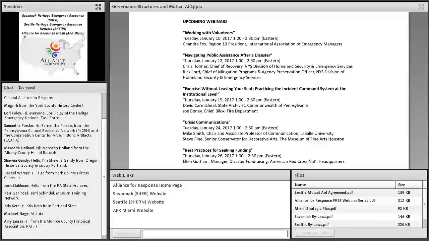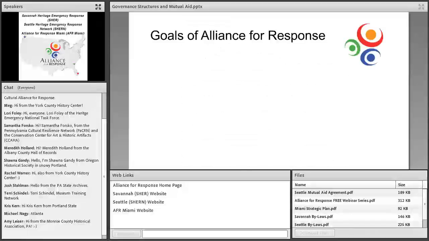Before we begin with our presenters today, I wanted to share a little bit about the Alliance for Response Initiative for those who might not be familiar. Alliance for Response began almost 15 years ago with a key mission in mind: to help communities more effectively protect their cultural and historic resources. The immediate objectives are to build relationships, so initiating an ongoing dialogue between cultural institutions and emergency managers and first responders.